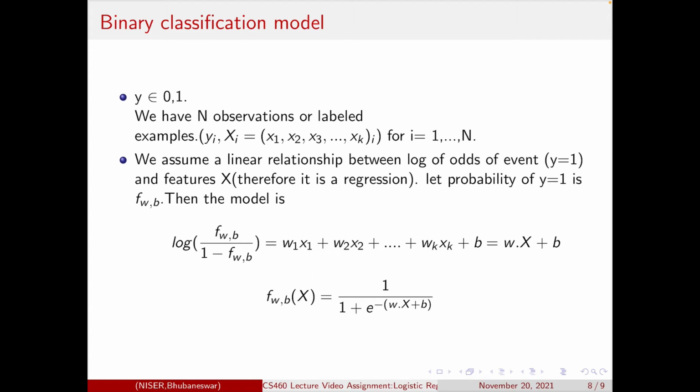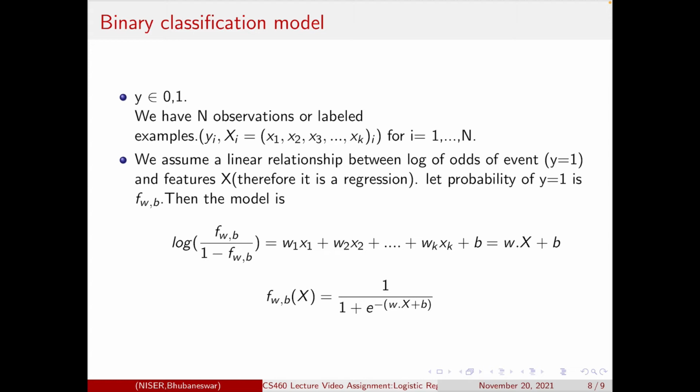So we have now defined that y can take two values, 0 and 1, and suppose we have n observations or n labeled examples. So the model is something like this. We assume a linear relationship between the log of odds of event y equal to 1 and the features x, and since there is a linear relationship like this, it is called regression.